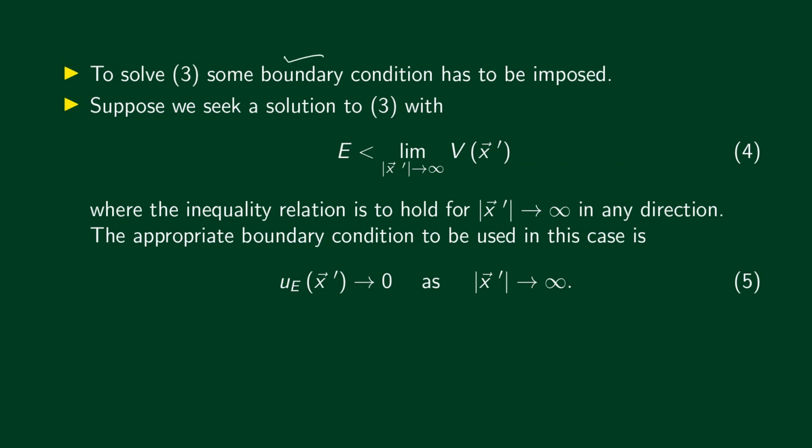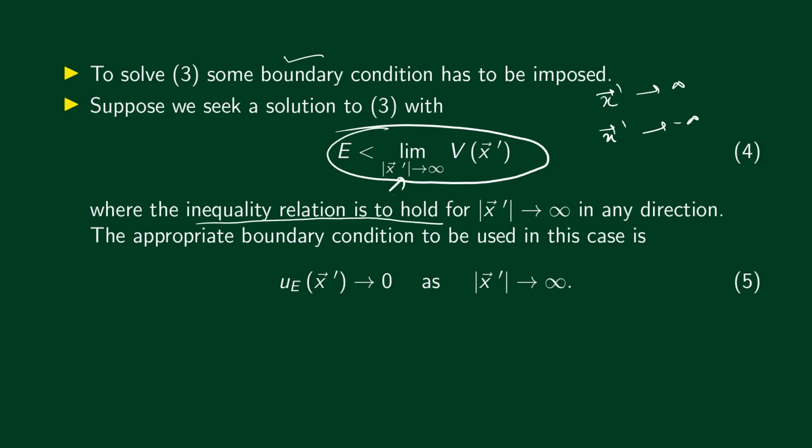Now suppose we are looking for a solution with E less than V of x vector prime in the limit modulus x vector prime tends to infinity. So when we say that modulus x vector prime tends to infinity, we are taking both cases: x vector prime tends to infinity in the positive x direction and x vector prime tends to minus infinity in the negative direction. Now this means that the inequality is to hold for modulus x vector prime tends to infinity in any direction.